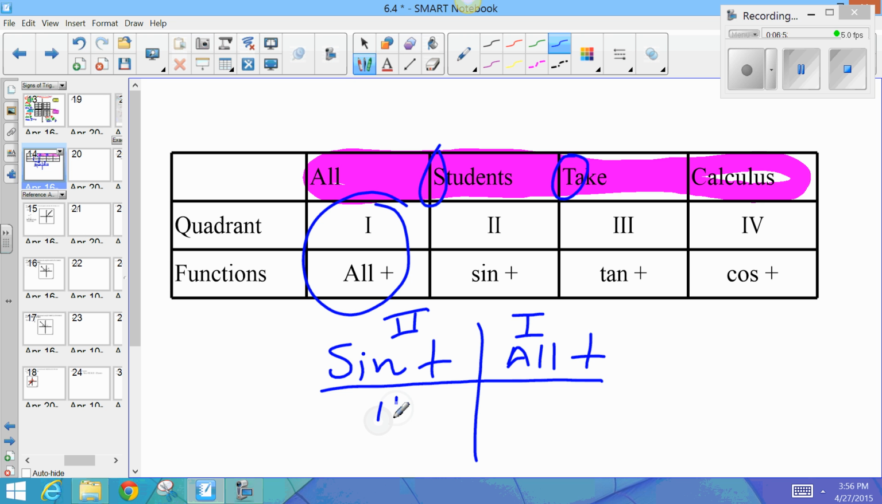In quadrant 3, the tangent is positive, okay? Sine and cosine are negative. And in quadrant 4 is C, so cosine is positive in quadrant 4, but sine and tangent are negative. So if you have any desire to memorize it, that's an easy way to do so.